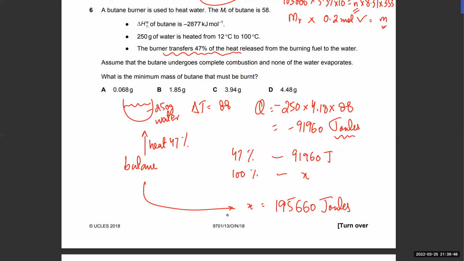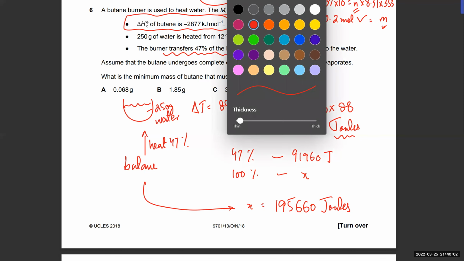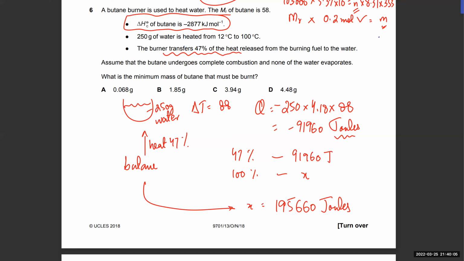The next part of the question is, what is the mass of butane? Now they gave us the enthalpy of combustion of butane. So now starts a separate question, which is, you've figured this out, right? And I need to convert that into kilojoules, so it's going to be 195 kilojoules, right? So the enthalpy of combustion of butane, what does that information tell you? It tells you that minus 2877 kilojoules of energy is produced when 1 mole of butane burns.